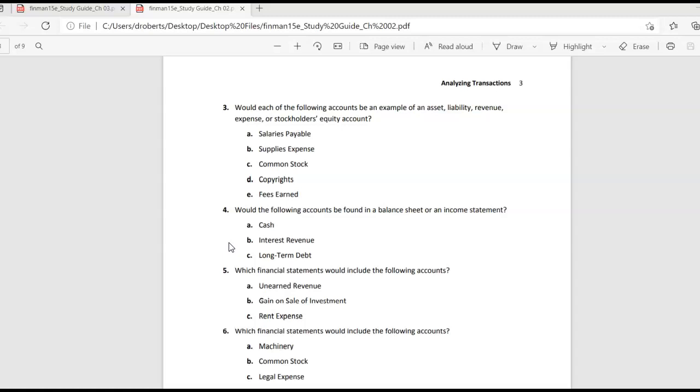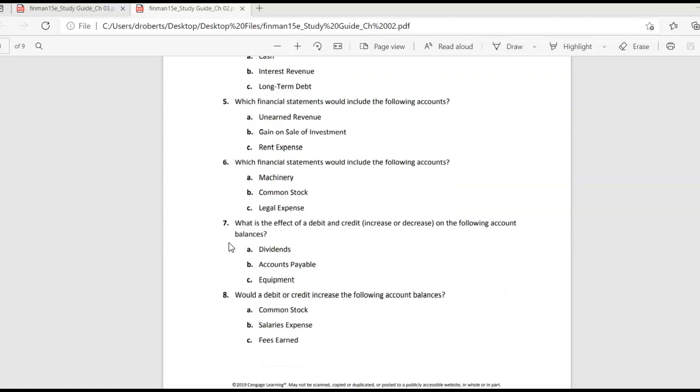Let's do 5, 6, and 7. Let's go up a little bit. To 5, 6, 7, and 8. Which financial statements would include the following accounts? And again, it's very important because when you're preparing your statements, you need to know where these accounts belong when you're preparing your statements. Okay. Unearned revenue, gain on sale of investment, rent expense.